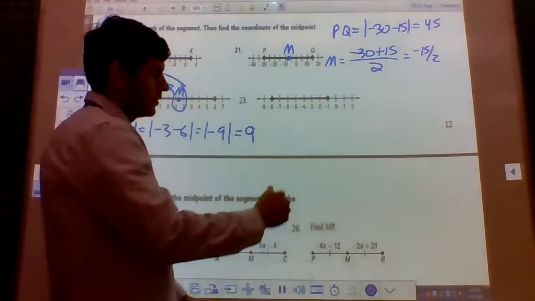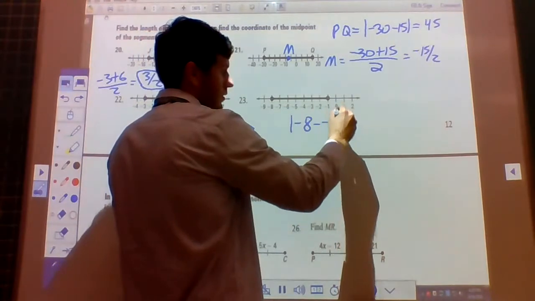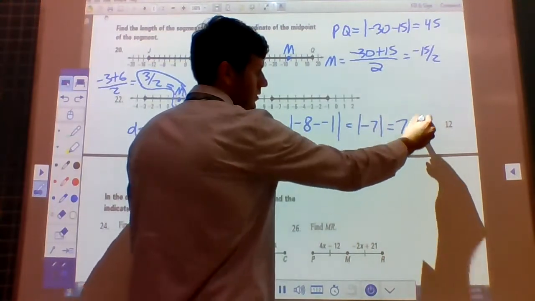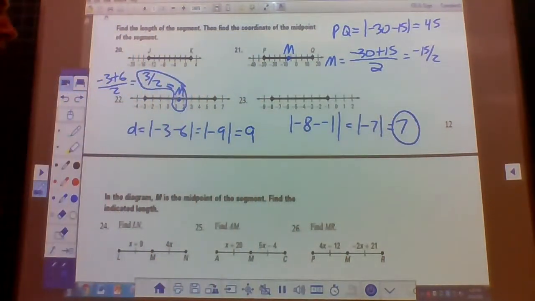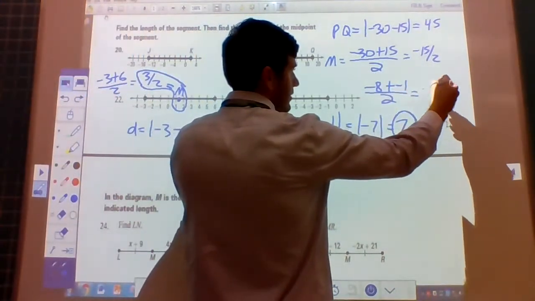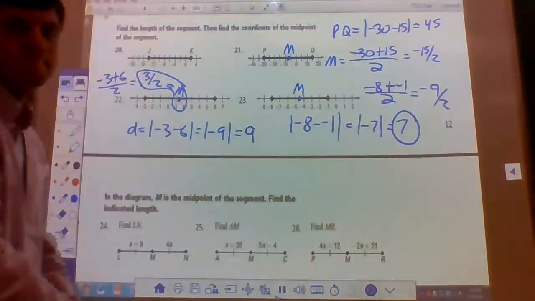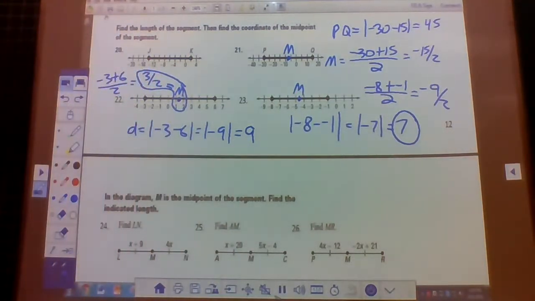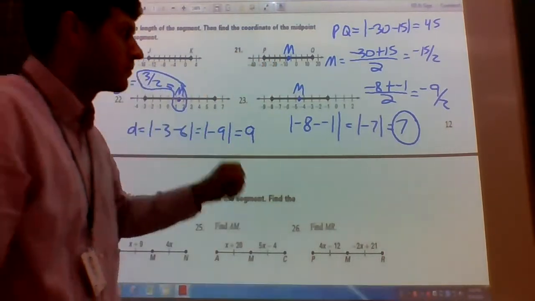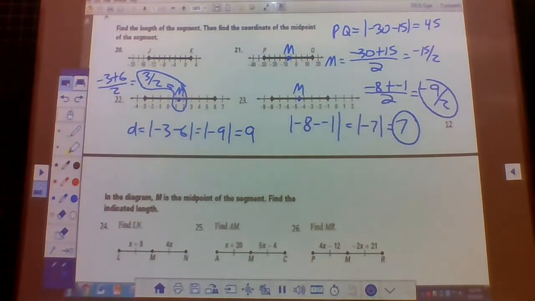Over here, for the absolute value, you can count 1, 2, 3, 4, 5, 6, 7, or we can take the absolute value of negative 8 minus a negative 1. So that's negative 8 plus 1, which is negative 7, which is 7. There's our distance. Midpoint: negative 8 plus negative 1 divided by 2. That's negative 9 halves, which is negative 4.5, which is right. In the midpoint, there's only one coordinate, because it's a line, and lines are one-dimensional, so each point on the line only has one coordinate.